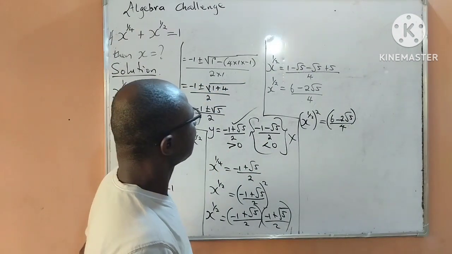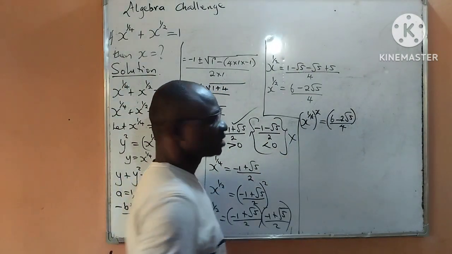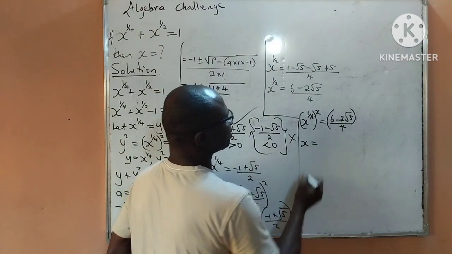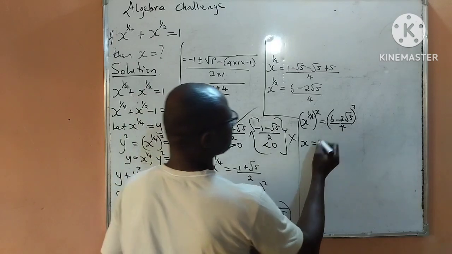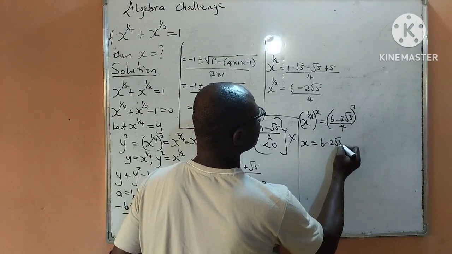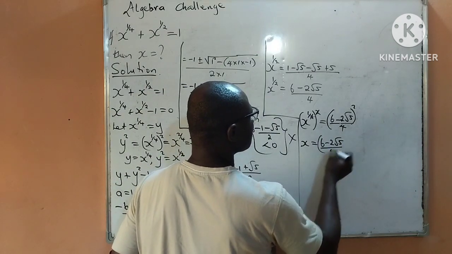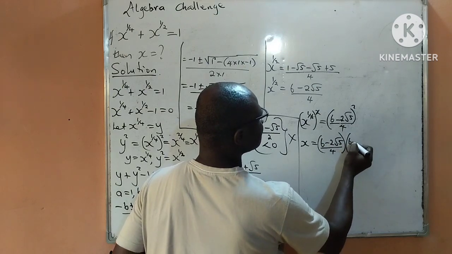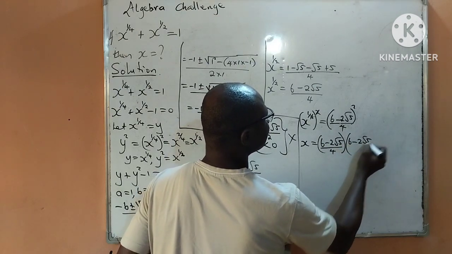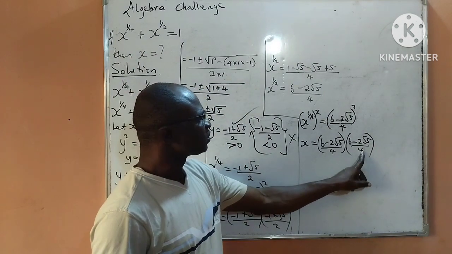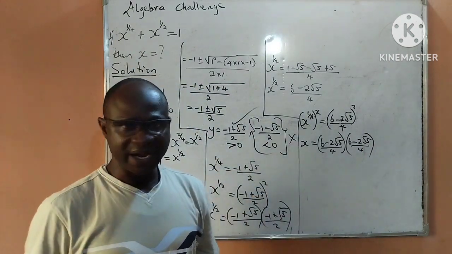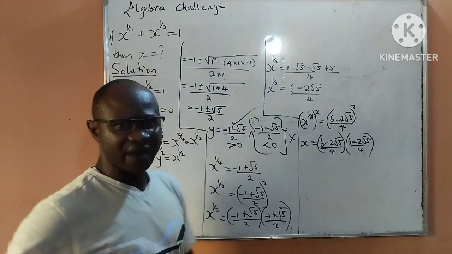Good. Math is life. So if I square this, I will get the value x. So the expansion of this, please, here is squared. The expansion of this will now be x equals (6 minus 2 root 5) over 4 multiplied by (6 minus 2 root 5) over 4. Let us expand it. The result that we have here will be the value of x, which the question has asked us to find.